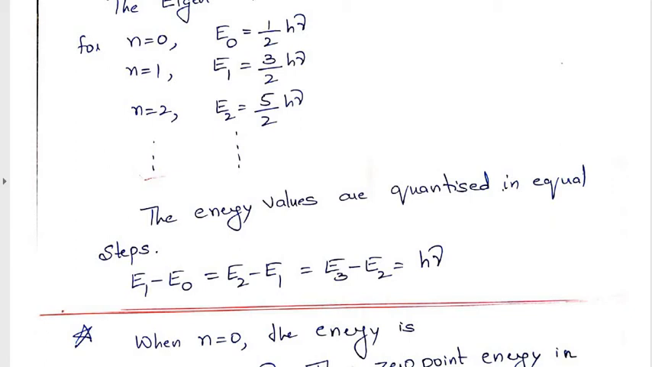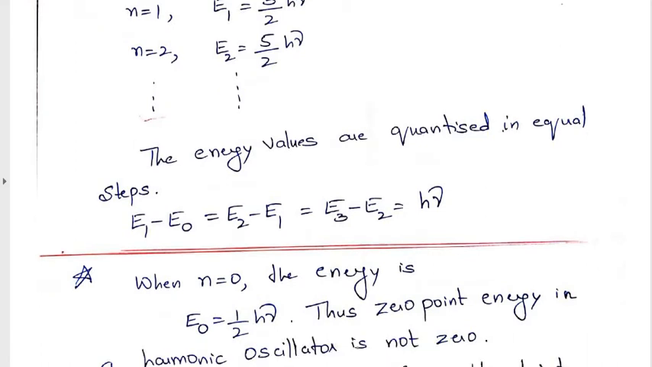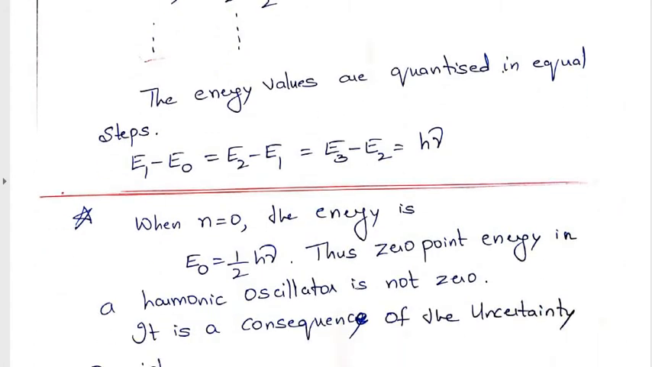So therefore, the separation between the eigenvalues are, in the first case, E1 minus E0. In the second case, E2 minus E1. In the third case, it is E3 minus E2, and so on and so forth. On simplification, we will be able to see that in all these cases, the separation between the energy levels or the eigenvalues is h nu. So this means that the eigenvalues are quantized and they're also in equal steps, or they have equal separation.